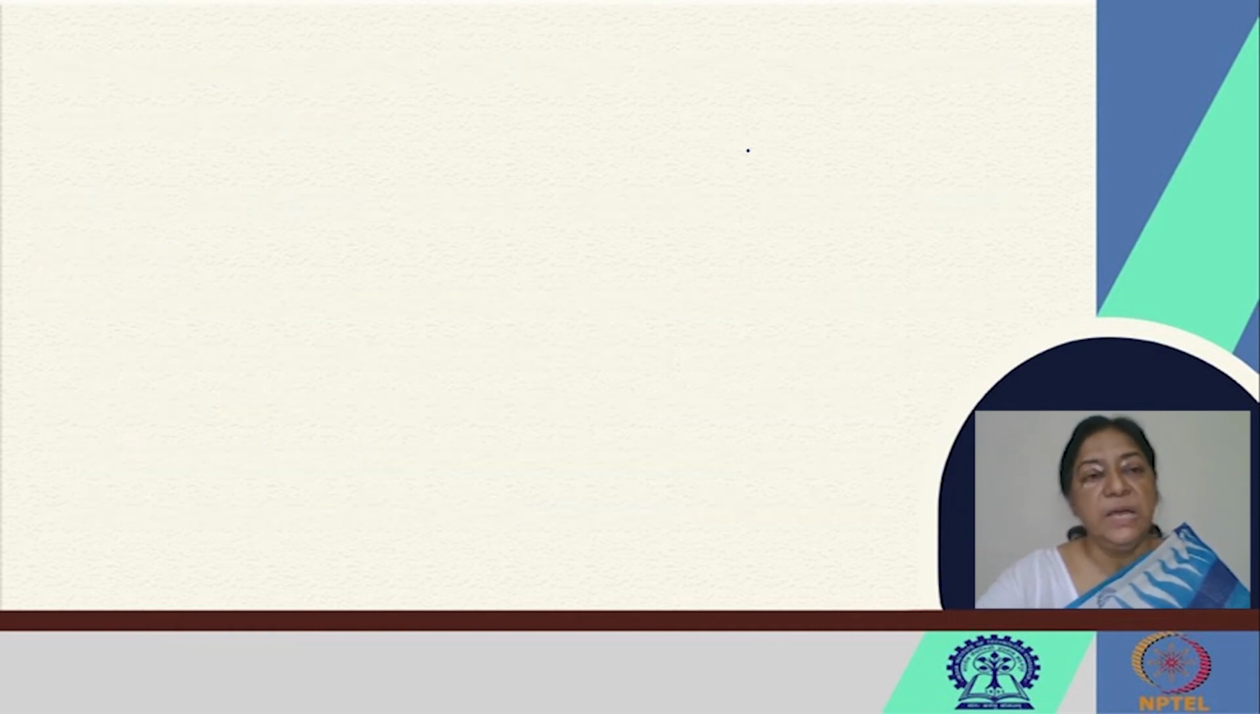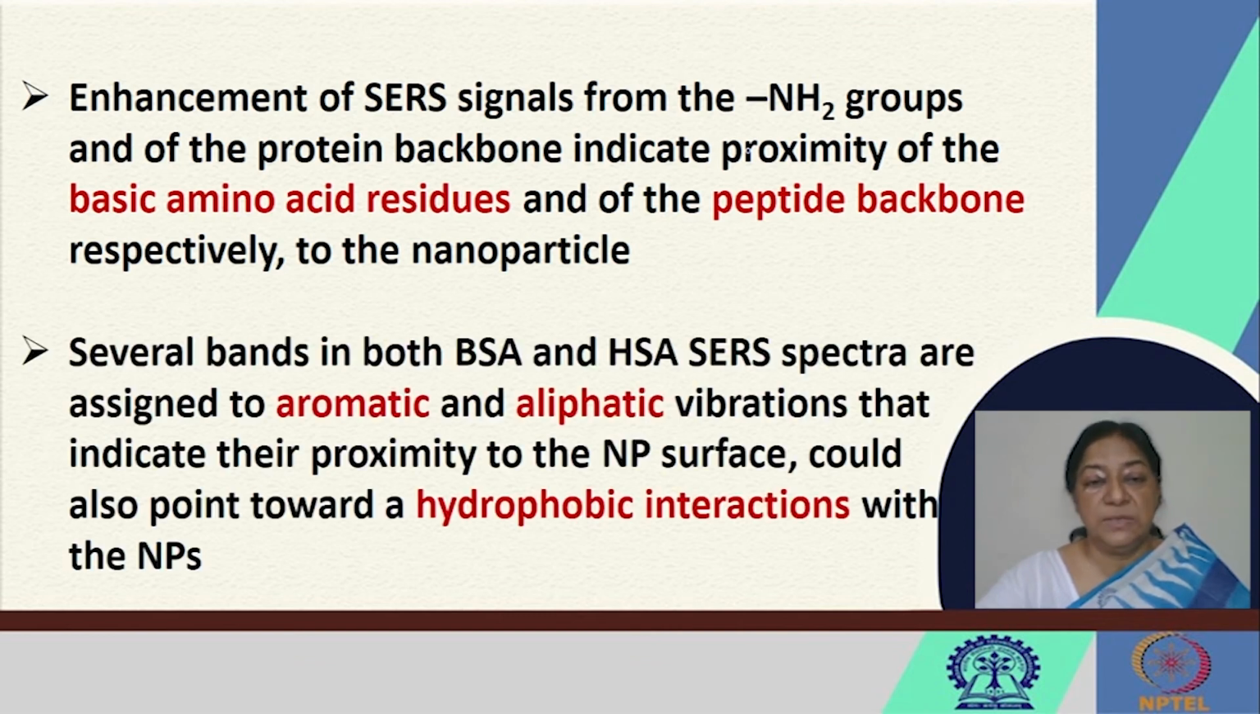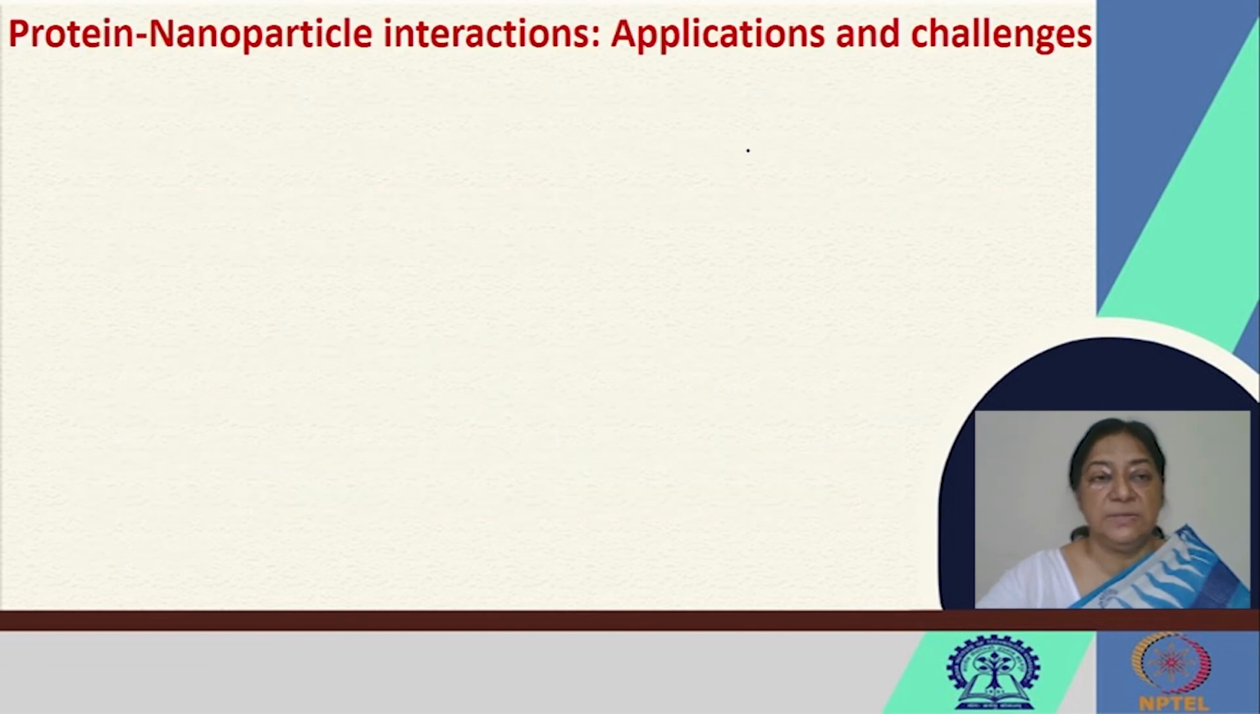If we look at the enhancement of the SERS signals from the NH2 groups and of the protein backbone, these indicate proximity of basic amino acids and of the peptide backbone to the nanoparticle. There are several bands in both BSA and HSA, that is bovine serum albumin and human serum albumin spectra, that can also be assigned to aromatic and aliphatic vibrations that indicate their proximity to the nanoparticle surface. That could also point toward hydrophobic interactions with the specific nanoparticles.